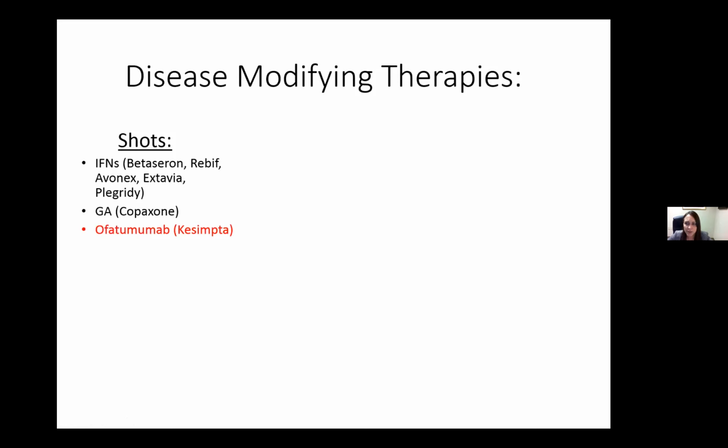These medications tend to be fairly safe, but many patients develop flu-like symptoms, and shots can just be really difficult to tolerate in general. Another shot that we have is glatiramer acetate or Copaxone. And this I think of as my safest drug to treat multiple sclerosis. It can be either given daily or 3 times a week. Patients tend to prefer 3 times a week.